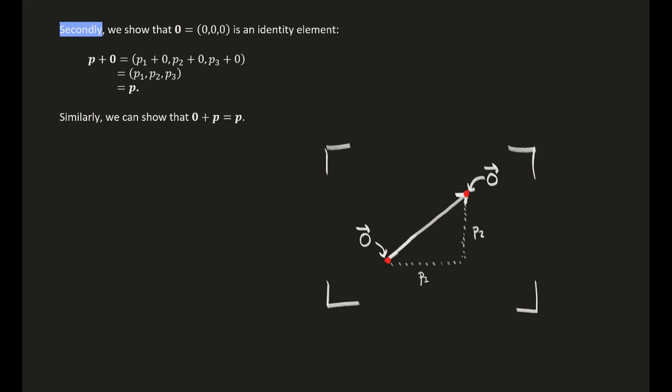In the figure, which might not be especially useful, we can picture the addition of 0 as really the addition of an arrow of no length to the end of an arrow.